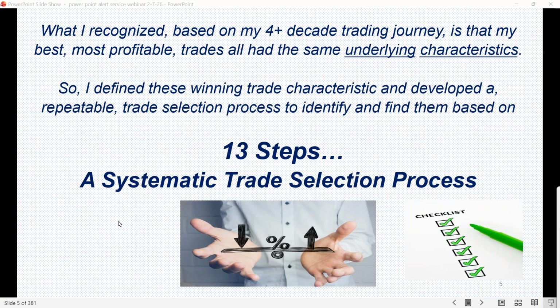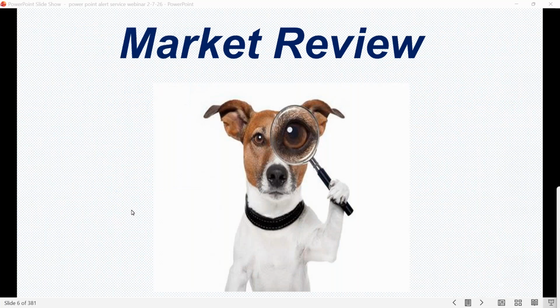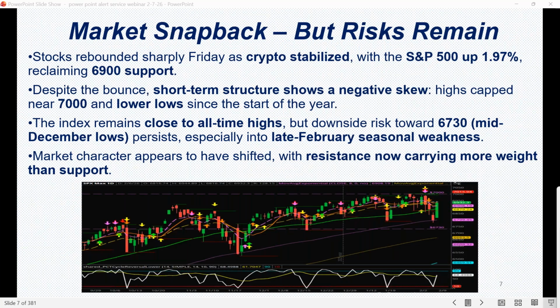So that's what we're going to be covering here this morning. First off, though, let's do a nice market review. We just kicked off 2026, and so let's take a good review here and see where we currently are. Now, we got that market snapback yesterday, but risk still remains in the market.